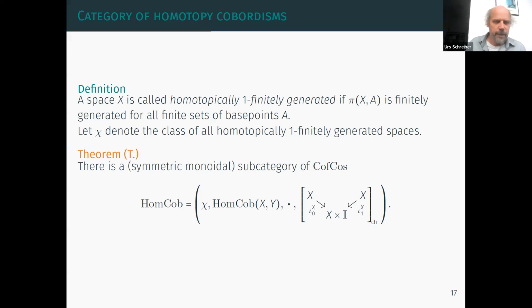I see, thanks. And then taking this finiteness condition, we get a symmetric monoidal subcategory of Homotopy, where our spaces are, so I use chi to denote these homotopically one finitely generated spaces. Our morphisms are cospans which only include homotopically one finitely generated spaces, up to the same equivalence relation, composition by pushout, and then our identity is the cylinder over the space.